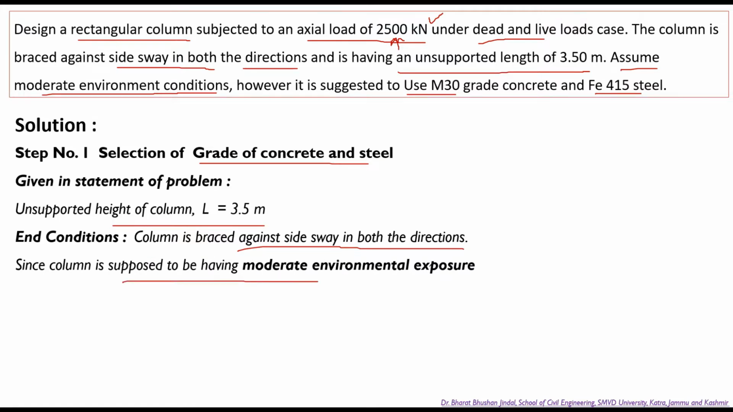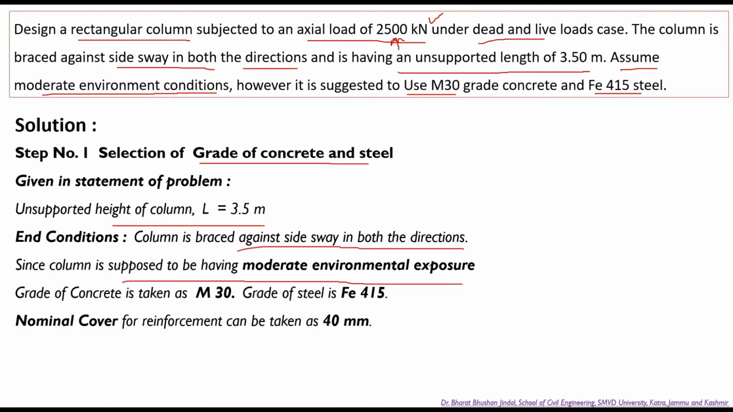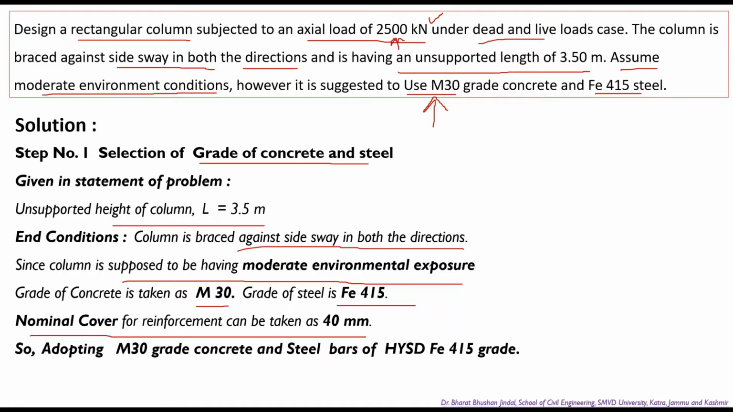Although the column has moderate environmental conditions, the problem itself suggests that we take M30 grade of concrete and Fe 415 steel, and the nominal cover as usual as per IS 456 guideline, which we are taking here as 40 millimeter. So by adopting M30 grade of concrete, high strength steel of Fe 415 grade, and a nominal cover of 40 millimeter, we have decided all the parameters in this step. Let us proceed to step number 2.